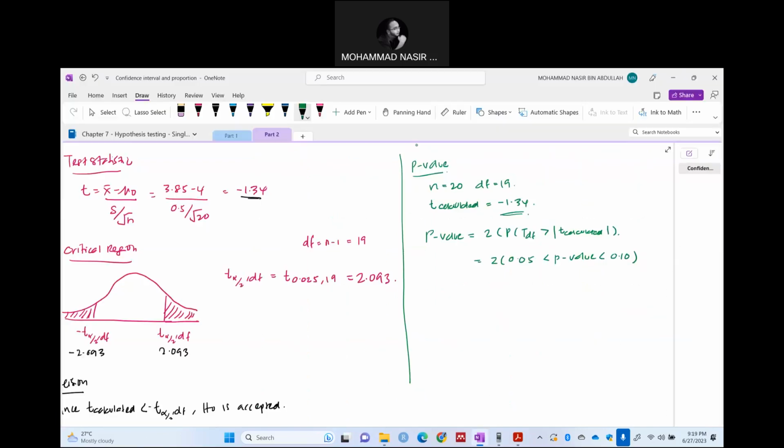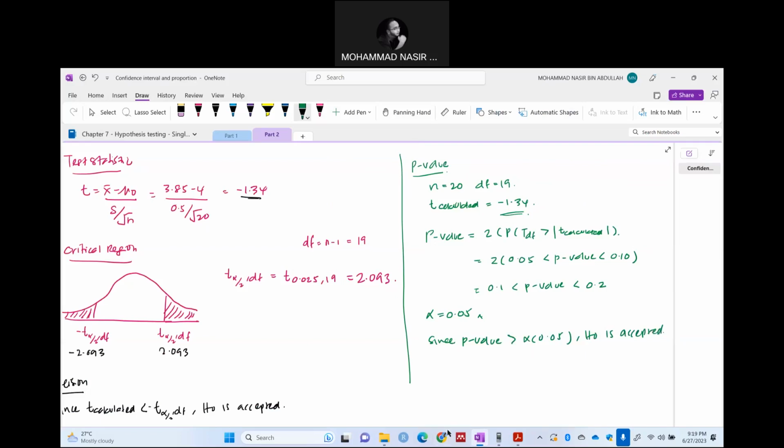Since this is a two-tailed test, we need to multiply by 2, so the p-value should be between 0.1 and 0.2, right? So you multiply by 2, right? Since alpha is equal to 0.05, and our p-value is more than alpha 0.05, the null hypothesis is accepted.